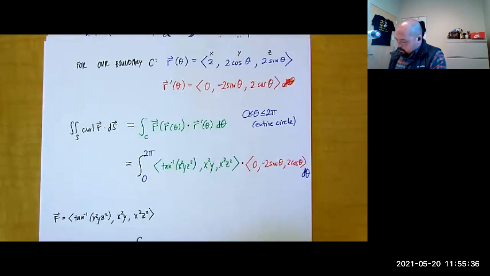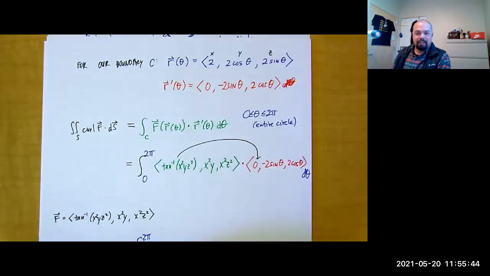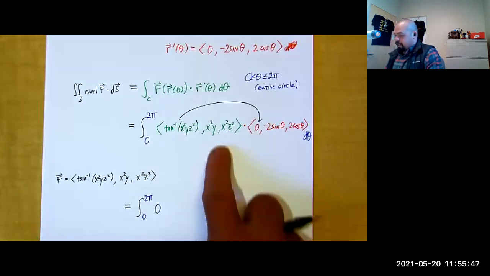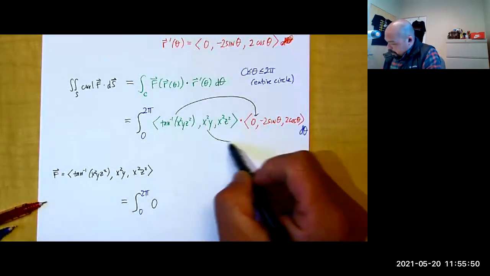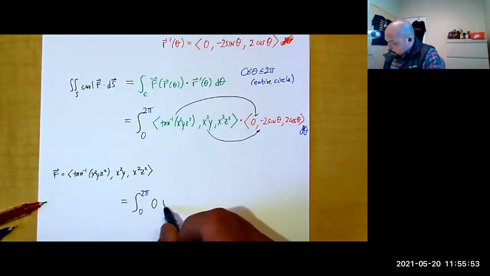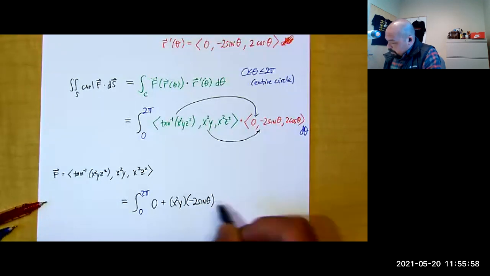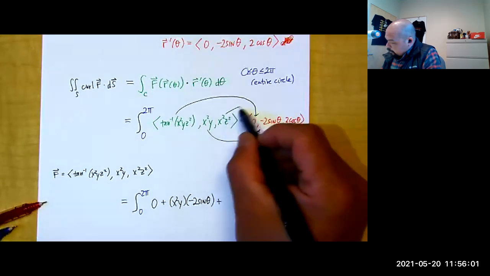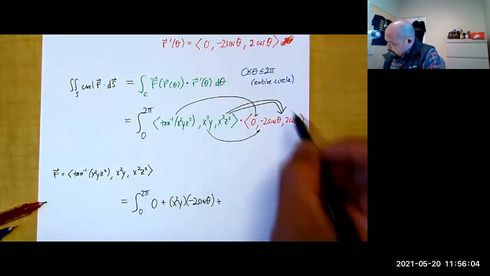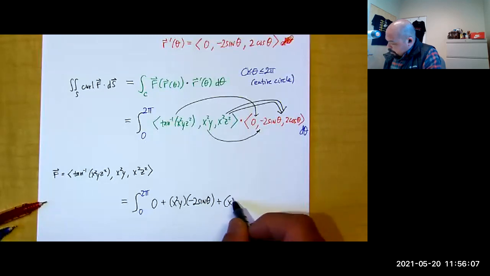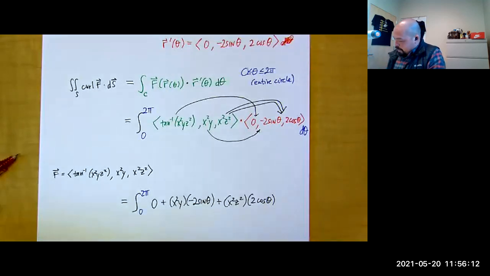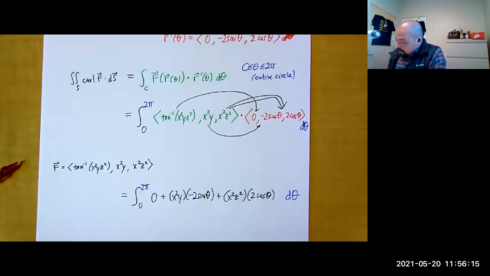The reason I wanted to take that action first is because when I do my dot product, I'm going to get that 0. So I don't have to worry about that inverse tangent at all. But now these I'm definitely going to have to consider, right? Because when I multiply here, I'm going to get plus x squared y times negative 2 sine theta, plus, and then lastly, x squared z squared times that 2 cosine theta. And we still have that d theta at the end there.